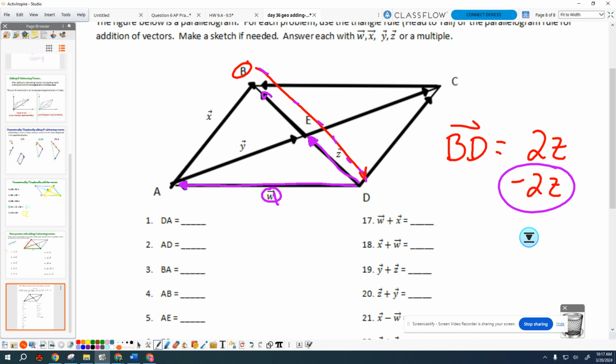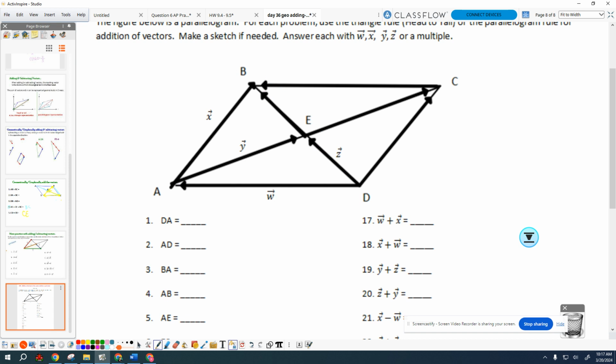Positive Y right here. X plus W equals B, minus negative 2Z, positive X. No, this is B right here, and then this is negative W right here. So does it matter which way we add the vectors? If I did W plus X versus X plus W?